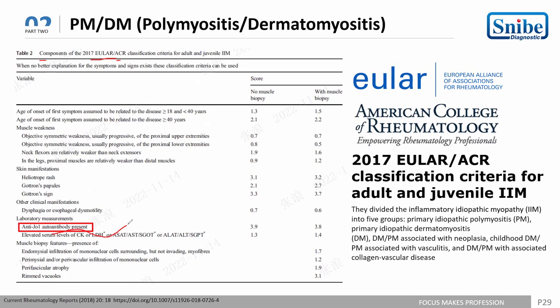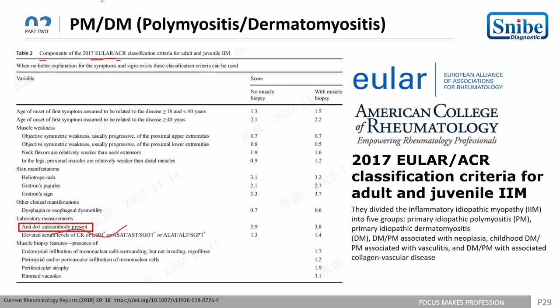It's based on primary idiopathic polymyositis, primary idiopathic dermatomyositis, DM and PM associated with neoplasia, childhood dermatomyositis, and PM associated with vasculitis, and then PM associated with collagen vascular disease.